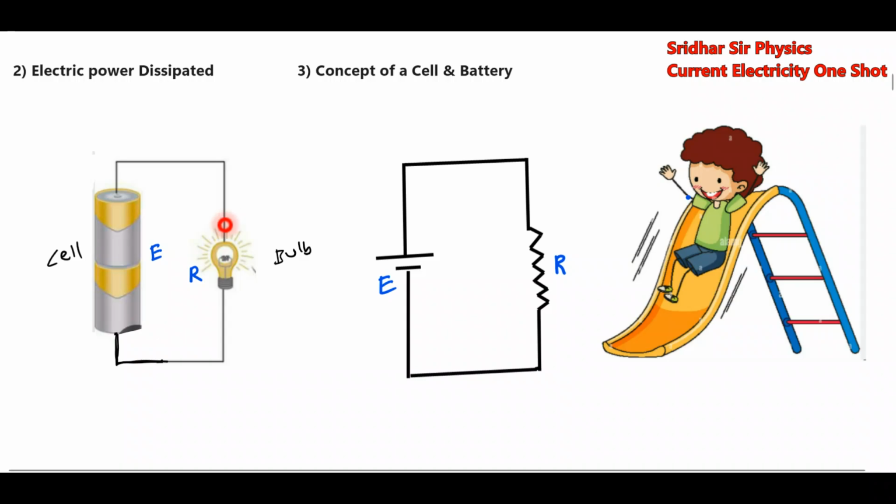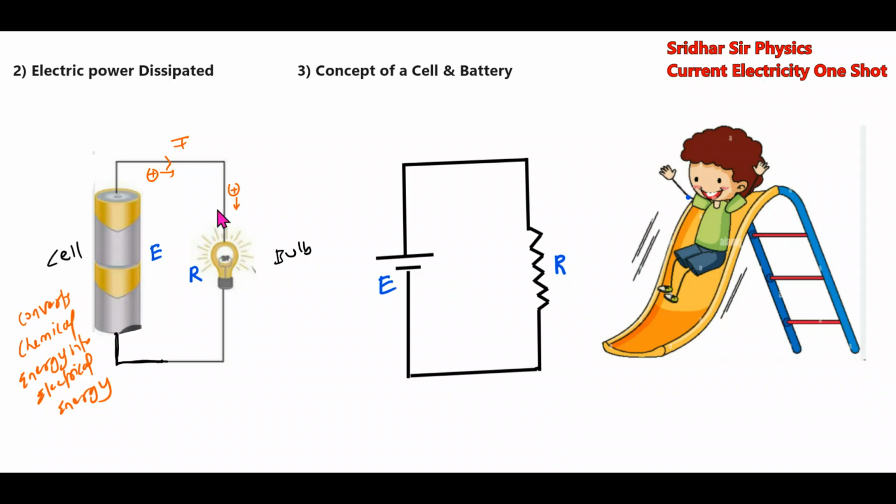Okay, now if you look at this, there's a cell. What it does is supply energy, converting chemical energy into electrical energy, and the current will flow, the charge will flow like this.